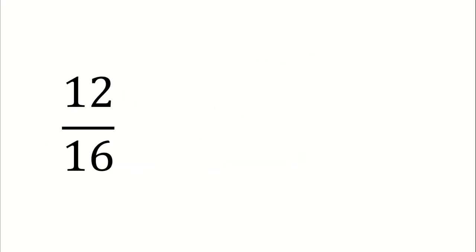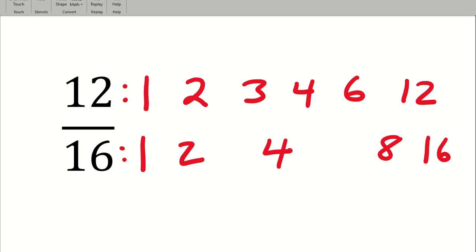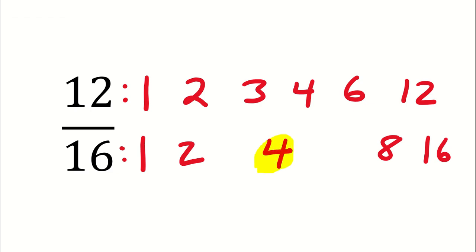Same thing for 12/16. Let's do this. We got 1 times 12 is 12, and 2 times 6 is 12, and then, of course, 3 times 4 is 12. Now let's do that for 16. 1 times 16 is 16. 2 times 8 is 16, and 4 times 4 is 16. The biggest number that appears on both lists is 4. Thus, the greatest common factor is 4.